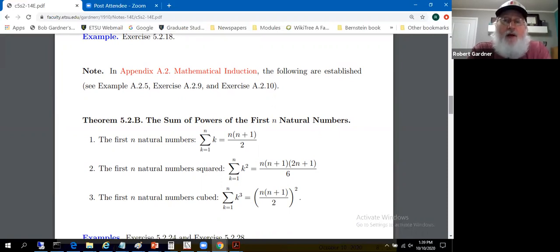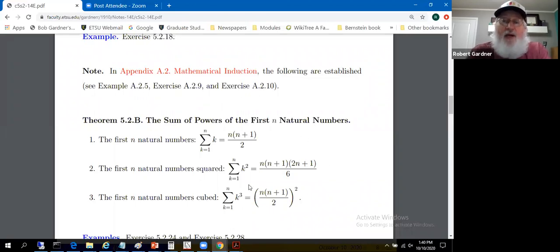Here are 3 formulas that we will make a fair amount of use of in this section and the next. These involve summing powers of the first n natural numbers. We saw an example of this a second ago when we added 1 squared plus 2 squared plus 3 squared plus 4 squared. If you continue that process up through n, it turns out there's a formula that gives the sum of the first n natural numbers, the squares of the first n natural numbers, and the cubes of the first n natural numbers. I'm sure there are other formulas, but these are the only 3 we're going to apply. Each of these formulas can be established by math induction.